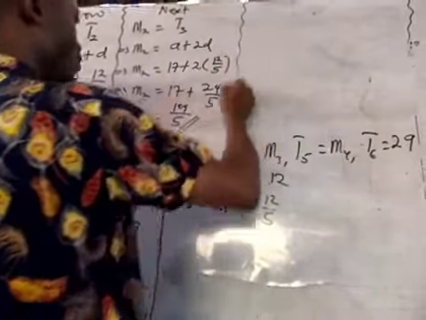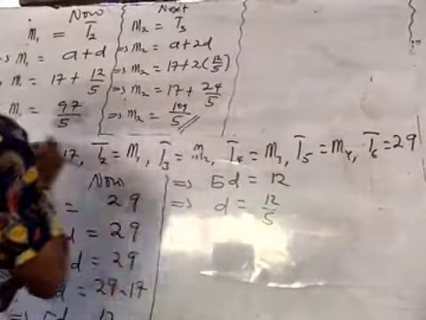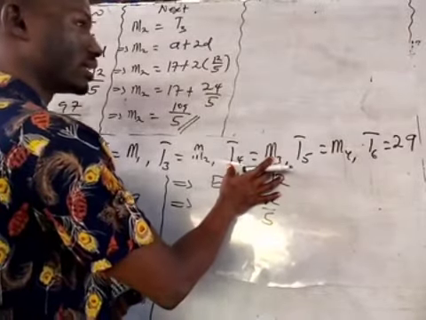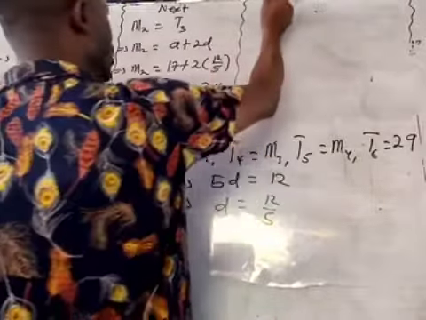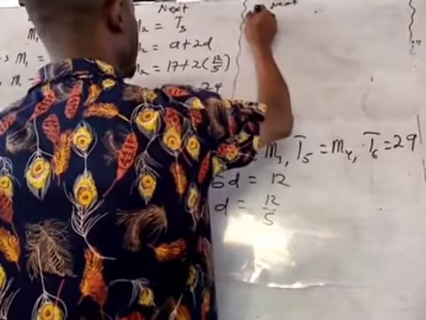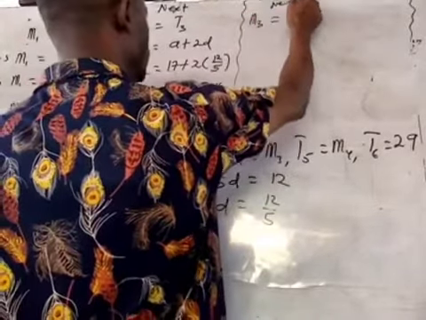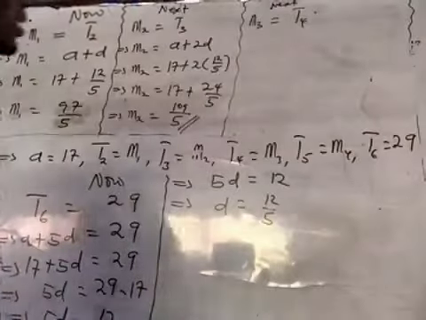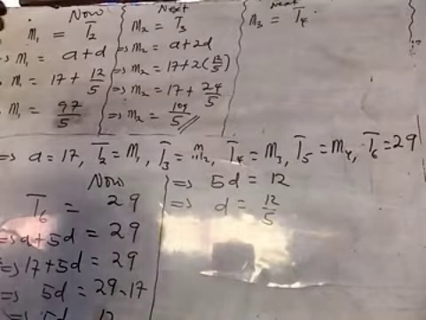Then again, we can equally find the MO3, the third arithmetic mean. Now, the third arithmetic mean, MO3, will be equal to the fourth term of this sequence in AP.